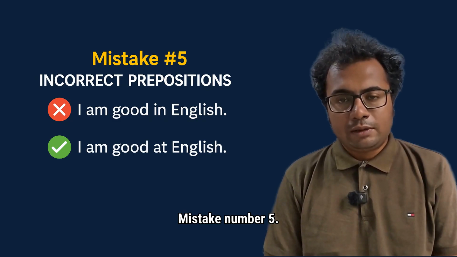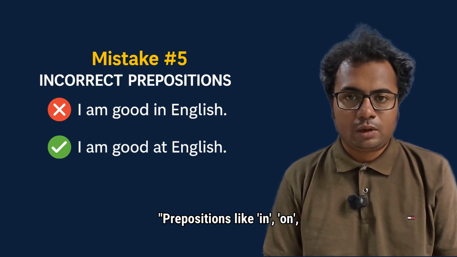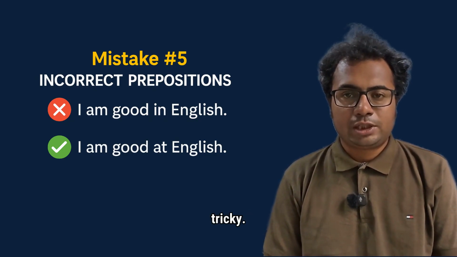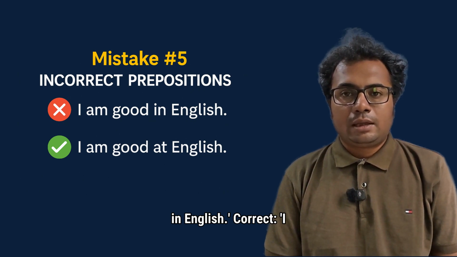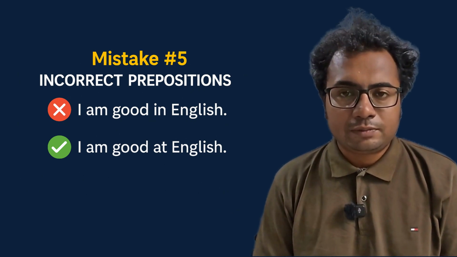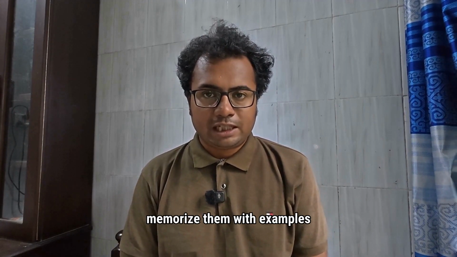Mistake number 5, incorrect prepositions. Prepositions like in, on, at, and for are tricky. Incorrect: I am good in English. Correct: I am good at English. Keep a list of commonly misused prepositions and memorize them with examples.